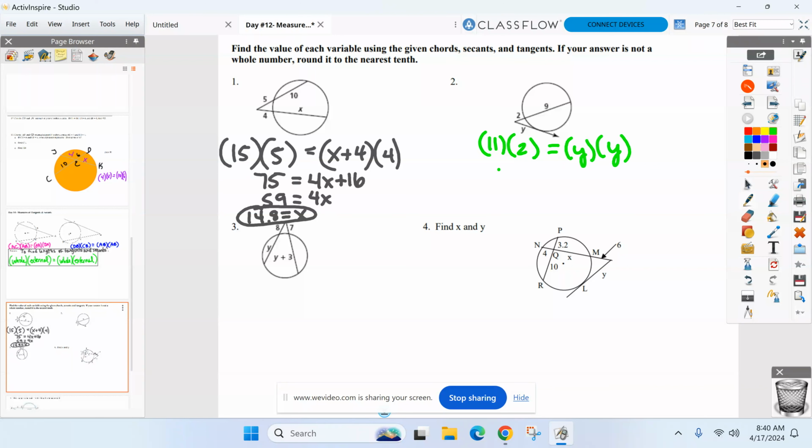So we got 22. If anybody's putting 2y here, leave the room immediately. You're an embarrassment to the math community. All right, that's not 2y, y squared. And go ahead, take the square root on both sides.